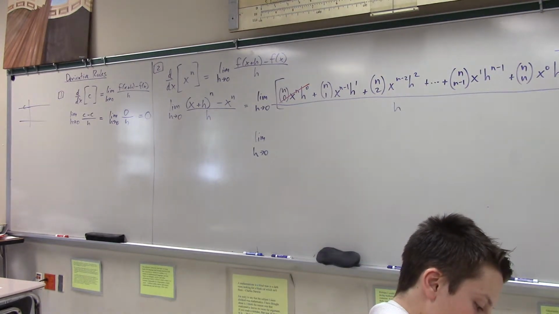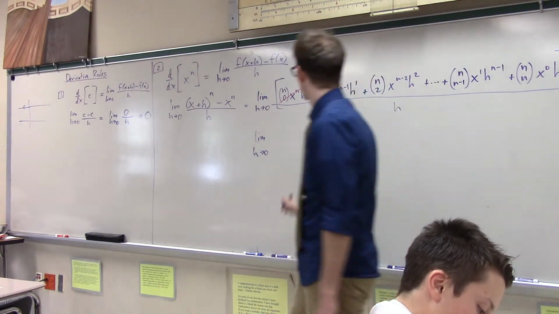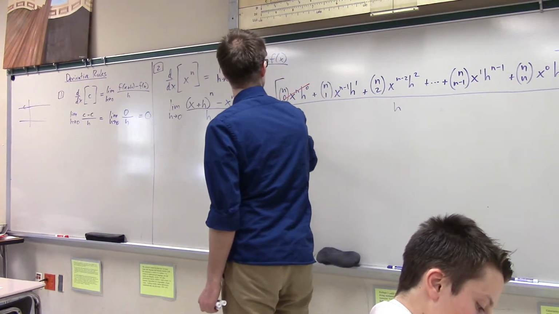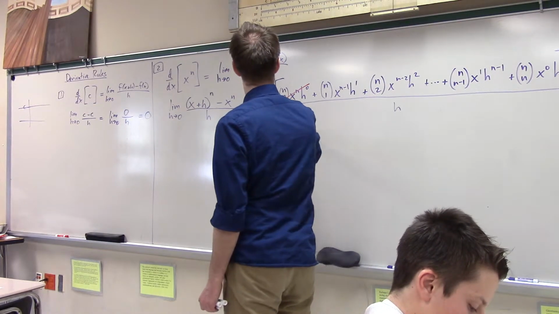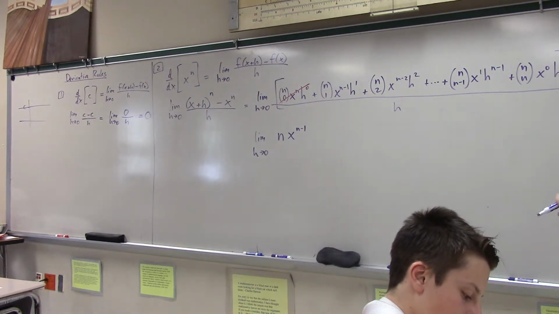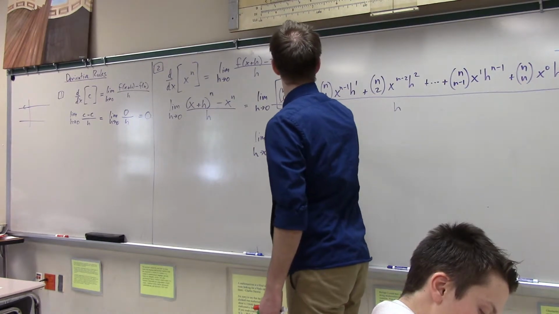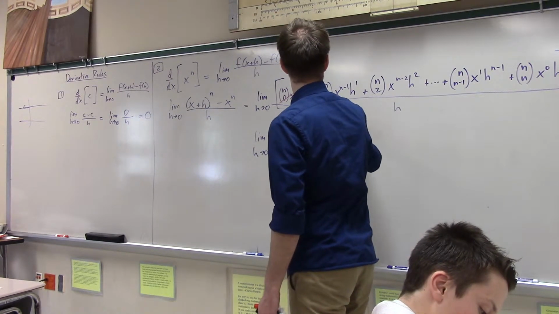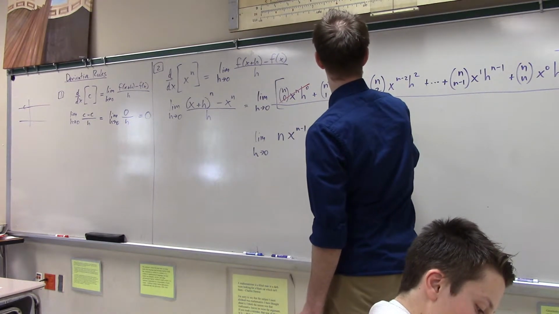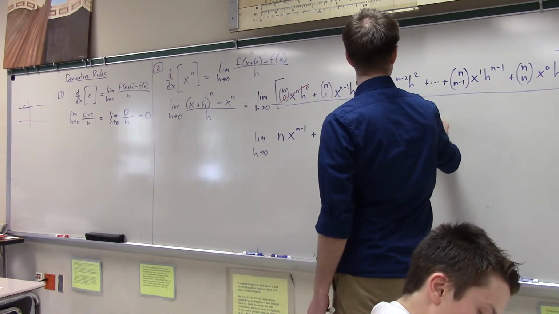So you take out all the h. And what does n choose 1 equal? Just a reminder: n. So it's n x to the n minus 1. Now I divide every term that's left by h. So that's gone, and now plus n choose 2, x to the n minus 2, h to the 1, plus n choose n minus 1, x, h to the n minus 2.